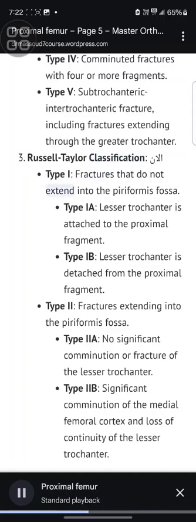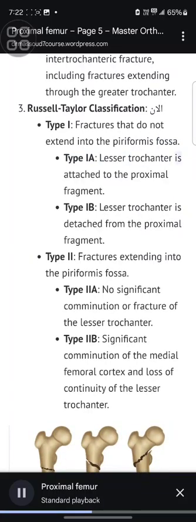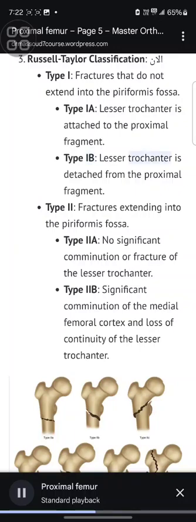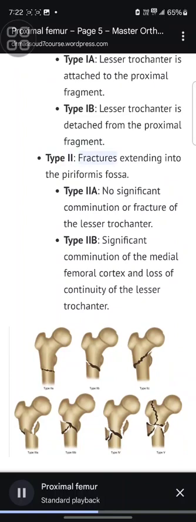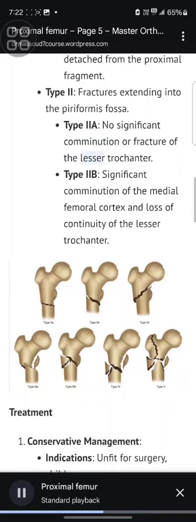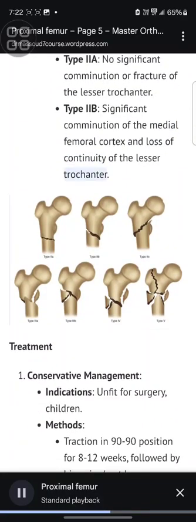Fractures that do not extend into the piriformis fossa. Type IA. Lesser trochanter is attached to the proximal fragment. Type IB. Lesser trochanter is detached from the proximal fragment. Type 2. Fractures extending into the piriformis fossa. Type IA. No significant comminution or fracture of the lesser trochanter. Type IB. Significant comminution of the medial femoral cortex and loss of continuity of the lesser trochanter.